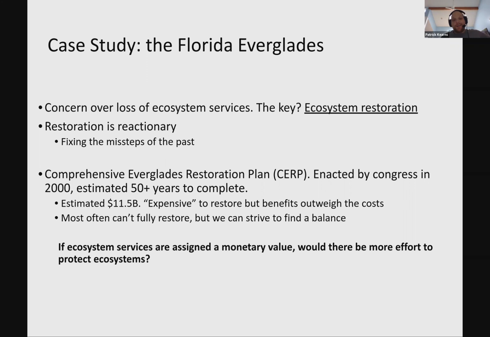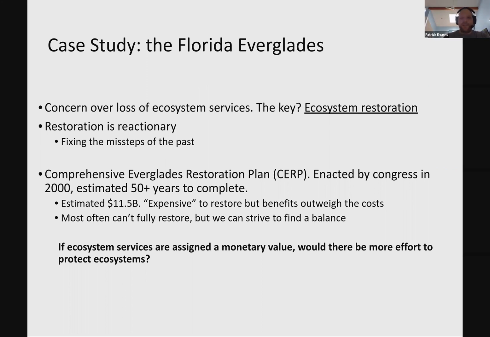Find some balance, right? If we've destroyed these ecosystems, how can we restore them as best we can? Now, the question we could then ask is, if ecosystems are assigned a monetary value, would there be more of an effort to protect ecosystems, or would it be easier to convince people to restore ecosystems?